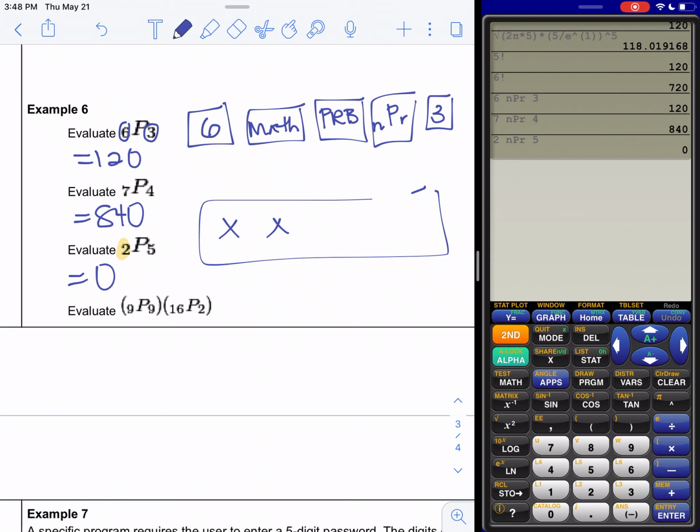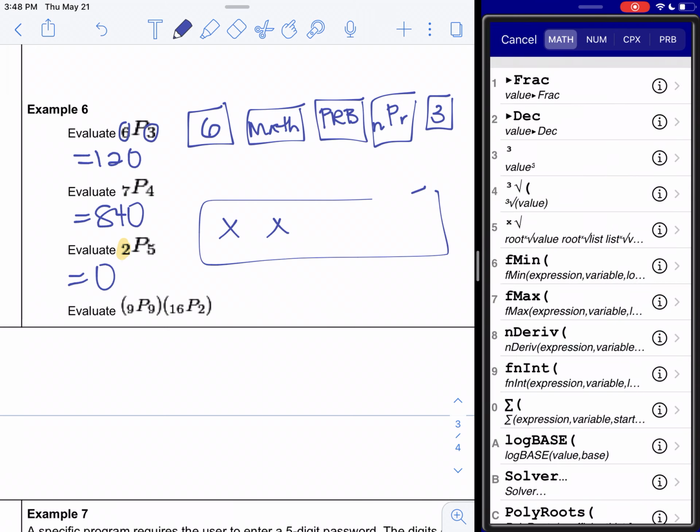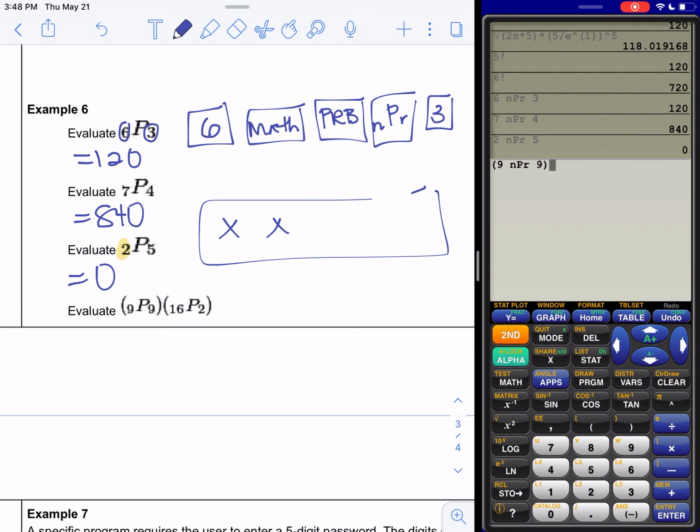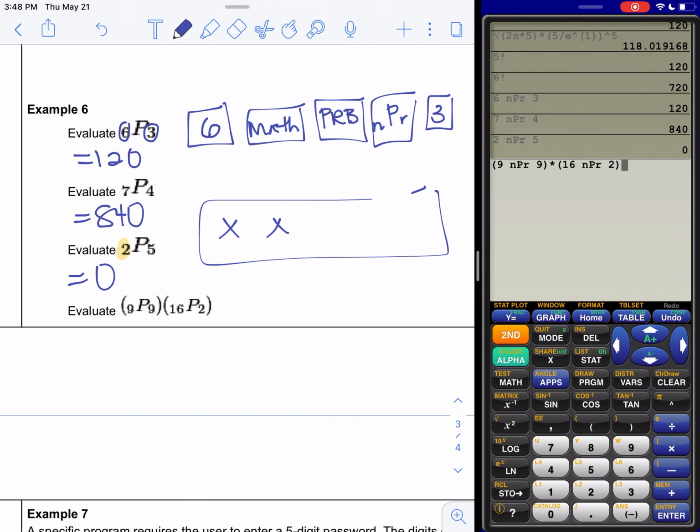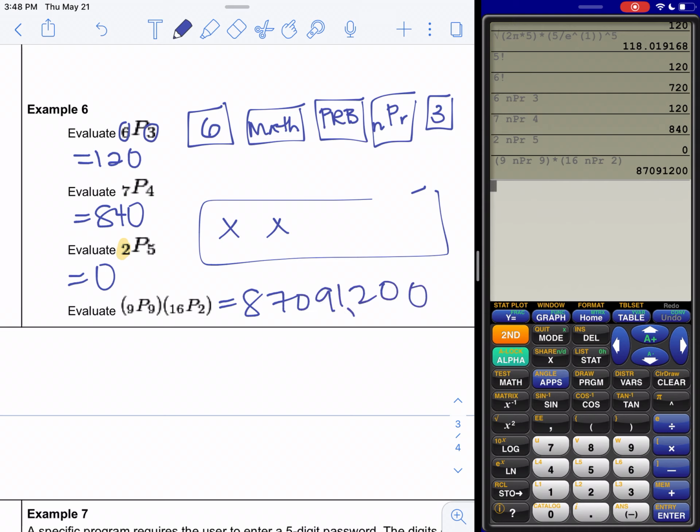And then last but not least, we're going to multiply those together. So I'm going to hit up some parentheses. 9 permutation 9, so 9 items, and we're going to take all of them. We'll multiply it by 16 permutation 2, and we get 87,091,200.